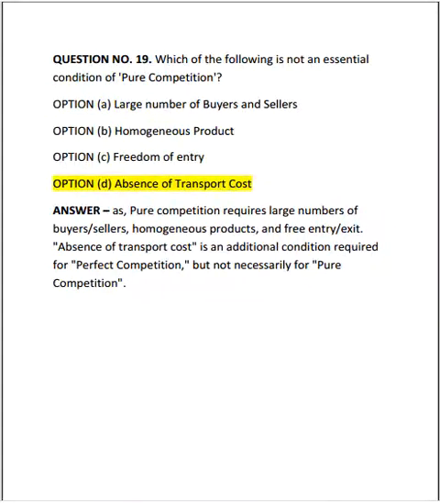Question No. 19. Which of the following is not an essential condition of pure competition? Option A, large number of buyers and sellers. Option B, homogeneous product. Option C, freedom of entry. Option D, absence of transport cost. Answer, D, as pure competition requires large numbers of buyers, sellers, homogeneous products, and free entry, exit. Absence of transport cost is an additional condition required for perfect competition, but not necessarily for pure competition.